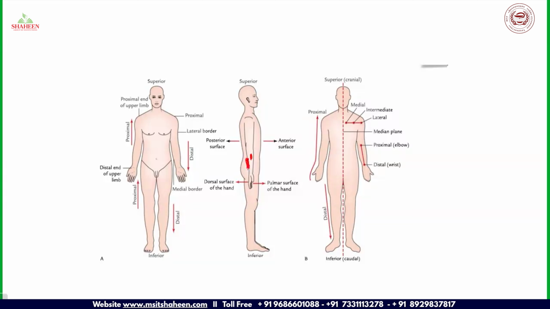When it comes to the lower limb, in the reference position, the posterior surface is the flexor surface, and the anterior surface is the extensor surface. Got it? The opposite one. This is the flexor and this is the extensor. That means if you want to flex your upper limb, you do like this, right? And if you want to flex your lower limb, you flex like this.